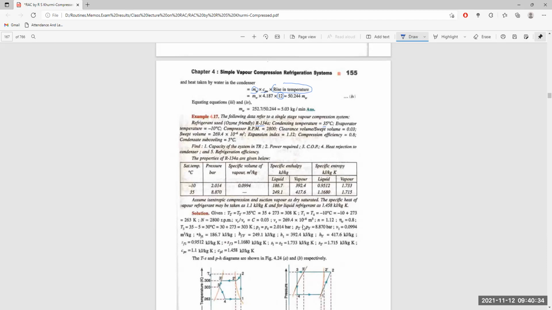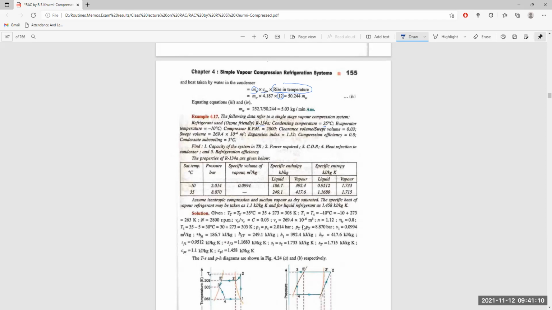Compressor RPM is given as 2800. Clearance volume to swept volume ratio is given as 0.03, and this is the volumetric efficiency of the compressor itself. Swept volume is given as 69.4 into 10 to the power minus 6 cubic meter. Expansion index is equal to 1.2. Compression efficiency is given as 0.8, and the condensate is subcooled by 5 degrees centigrade.